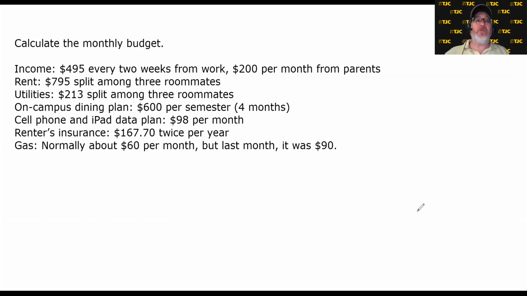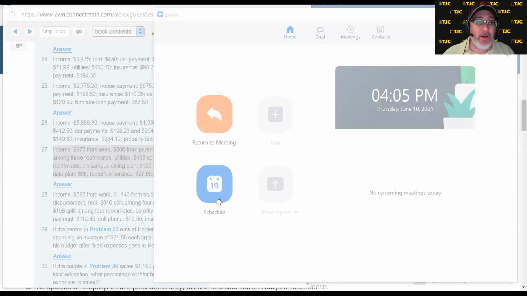Yeah, split among 3. The rent is $795 split among 3 roommates. I'm assuming I'm one of those roommates. Otherwise, it said split among you and 3 other roommates. So I'm assuming it's 3 roommates. If this were a homework or test question, I would try to make sure that it's clear how many people are sharing this rent and utilities. All right, but I digress.